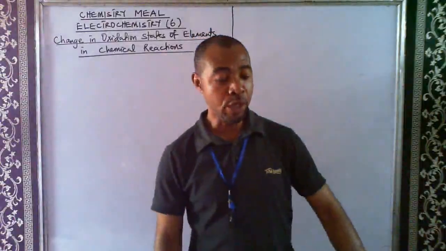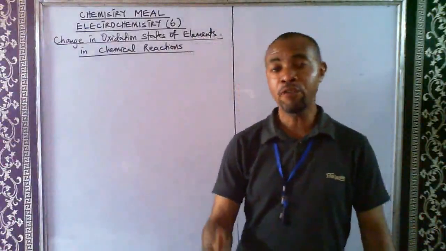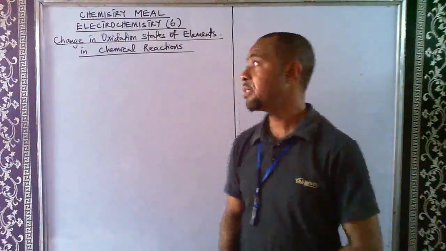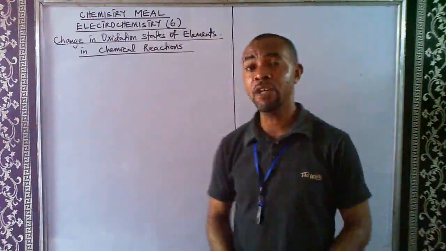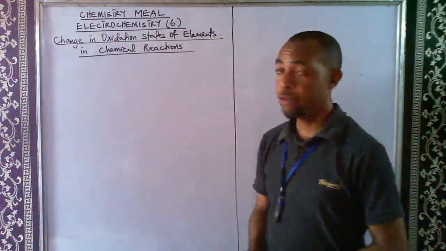Today on Chemistry Meal we are going to look at part 6 of electrochemistry, and in this part 6 we are looking at changing oxidation states of elements in chemical reactions.